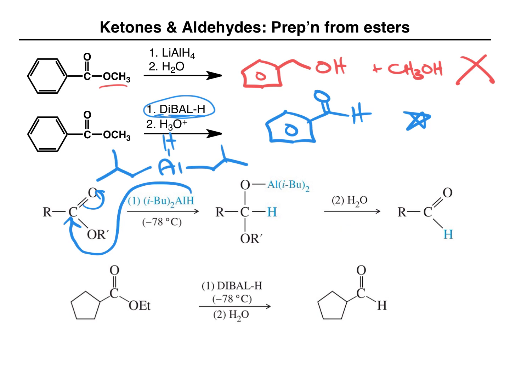So when hydrolysis occurs, you can think about these electrons coming back here to reform the double bond, kicking out the OR as a leaving group, giving the aldehyde. So this is the hydride that came from the diisobutyl aluminum hydride, and this is the original part of the ester. And here's another example. We have an ethyl ester, DIBAL at minus 78 degrees Celsius, followed by an aqueous workup, is going to convert this ester to an aldehyde.